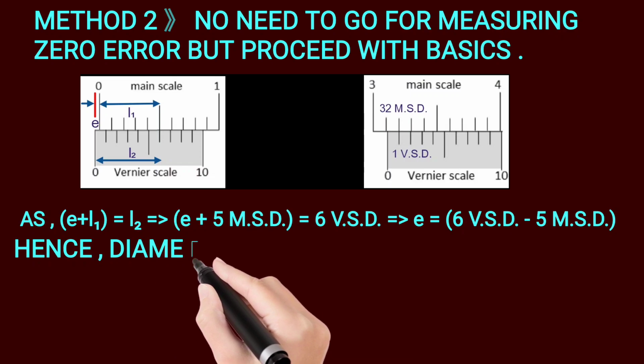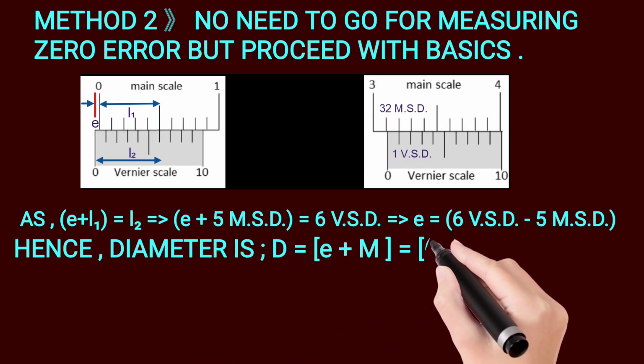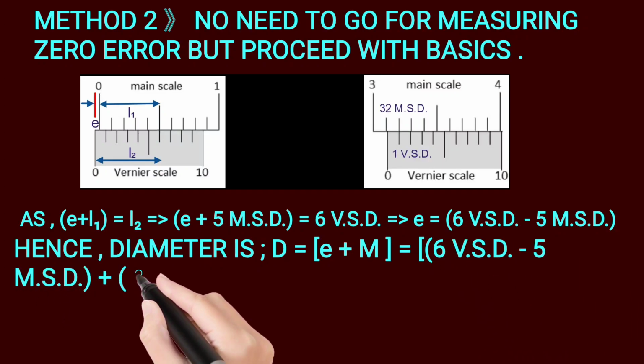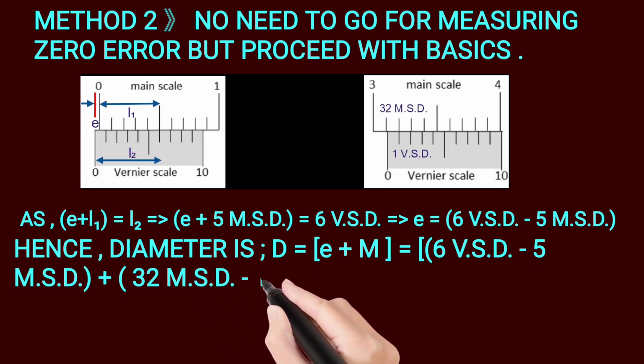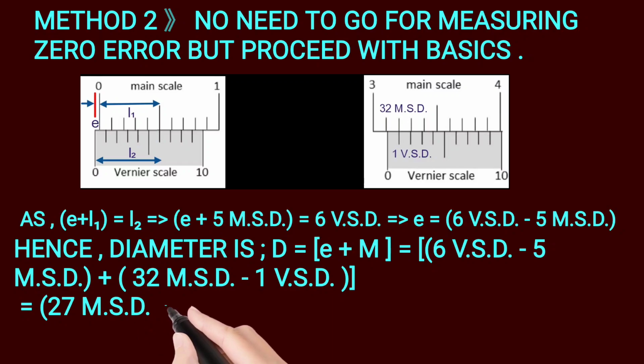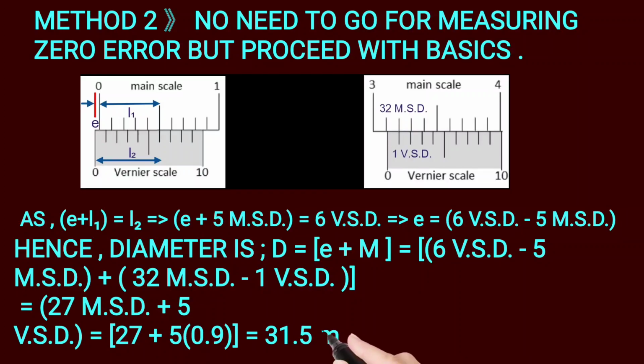Hence, we can write the diameter, you can check, come to the right diagram, it is E plus the measurement. Then what is the measurement? 6 VSD minus 5 MSD plus 32 MSD subtracted by 1 VSD, you can watch from the right side diagram. Pause the video and check. It implies 27 MSD plus 5 VSD. It is equal to 27 plus 5 into 0.9, and that is the answer we obtain, option C, that is 31.5 millimeter. That is our answer. I hope you can get it.